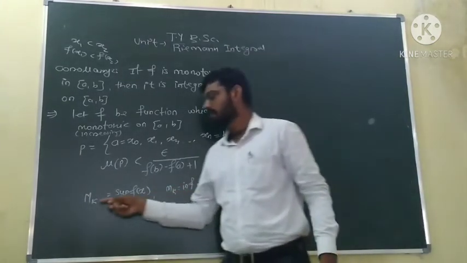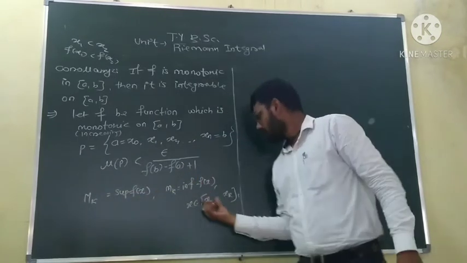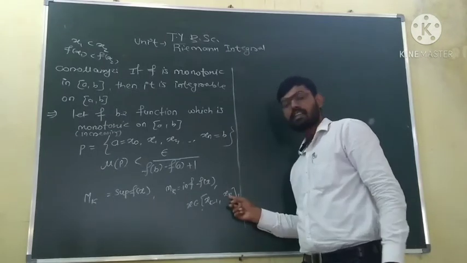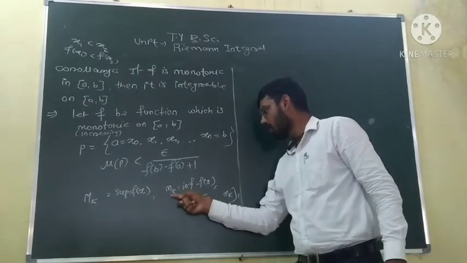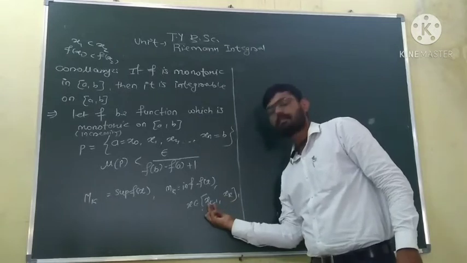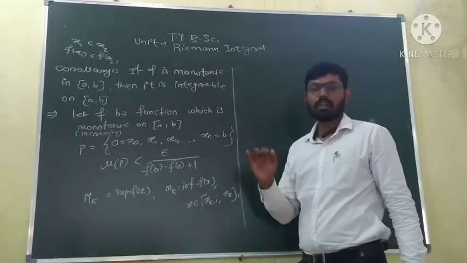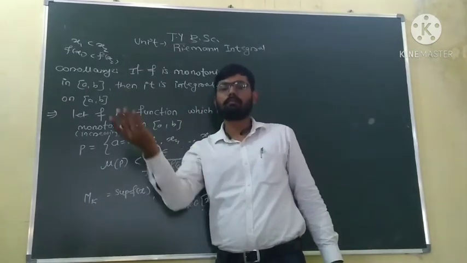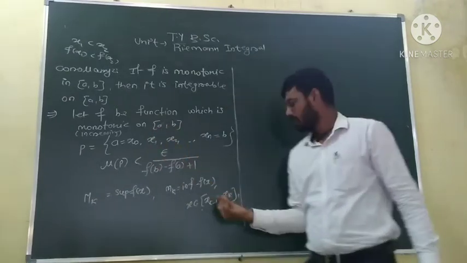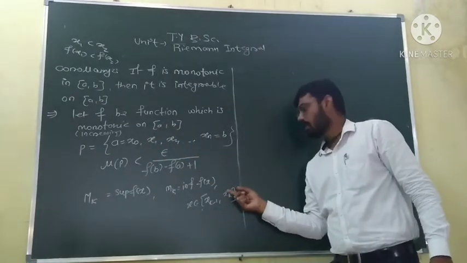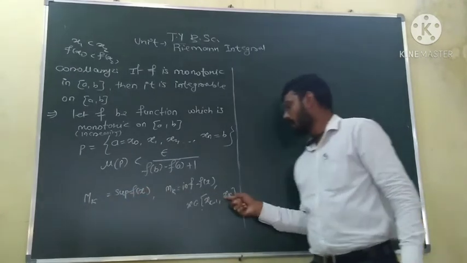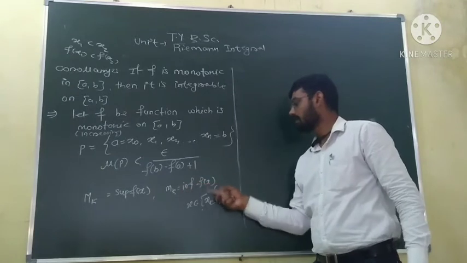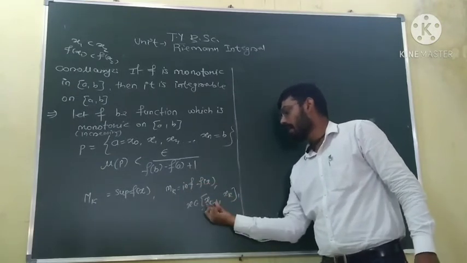But since the function is monotonic increasing in this interval, xk is the maximum value, so the function has maximum value at point xk and minimum value, that is small mk, the infimum, at the smaller value xk minus 1. See, our function is monotonic increasing. So if we put the highest value, we get the maximum value of the function. xk is the highest value in the interval, so the supremum of the function must be f of xk, and xk minus 1 is the minimum value of the interval, so the infimum of the function is nothing but f of xk minus 1.